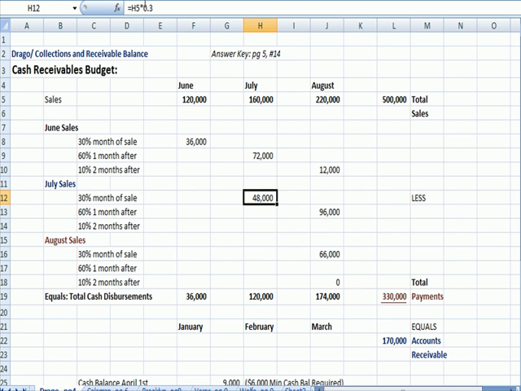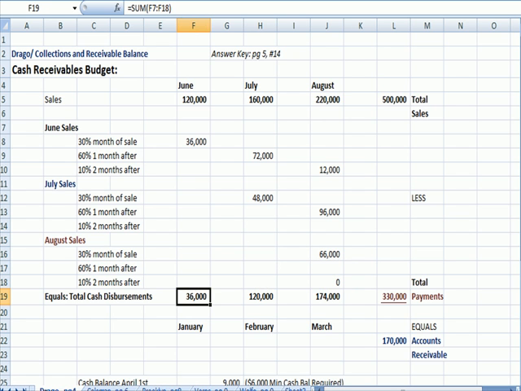July, 30% collected in the month we sell it, 60% month following, August. 2 months after July is September. That's not part of our analysis, so this 10% row has nothing in it. 30% August sales, 66,000. 1 month after August is September. 2 months afterwards is October, so you can see for these 2 rows there is no dollar amount.